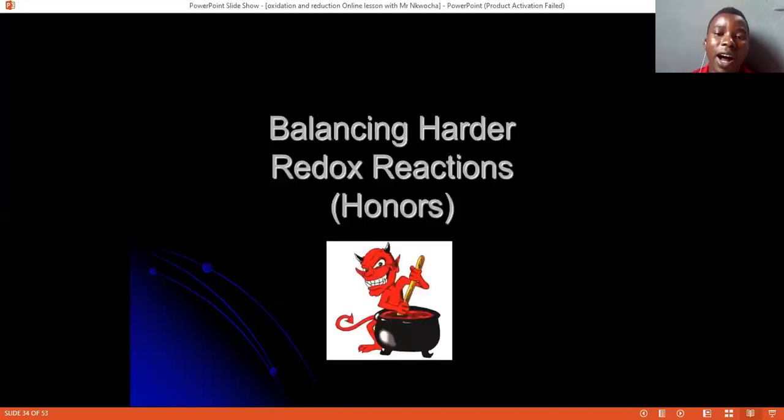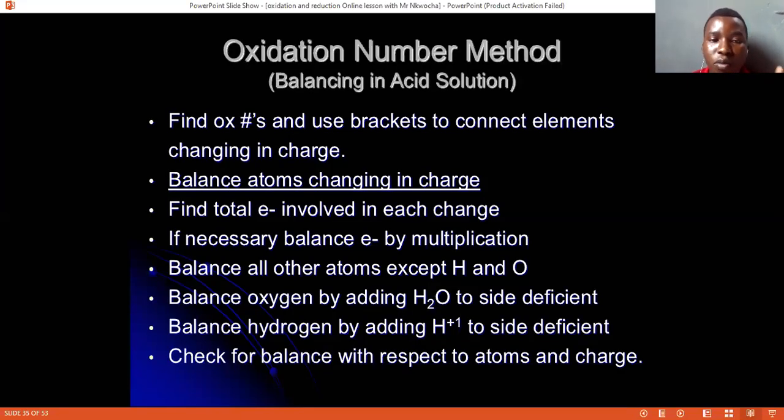Okay, now the very simple. This is just my very simple steps. Find the oxidation numbers and use brackets to connect elements changing in charge. Next, balance the atoms changing in charge. Remember that I told you, those that are having changes in their charge are the ones that we focus our attention on.